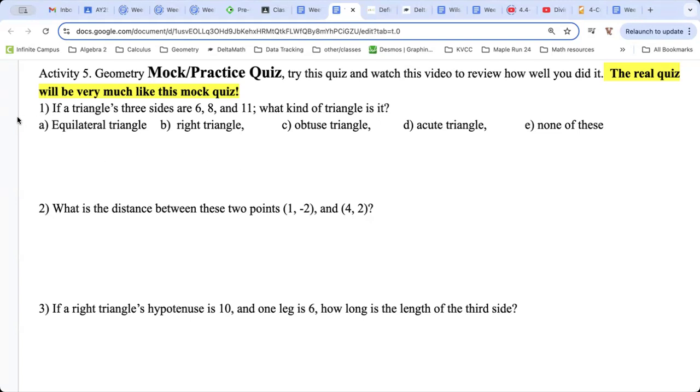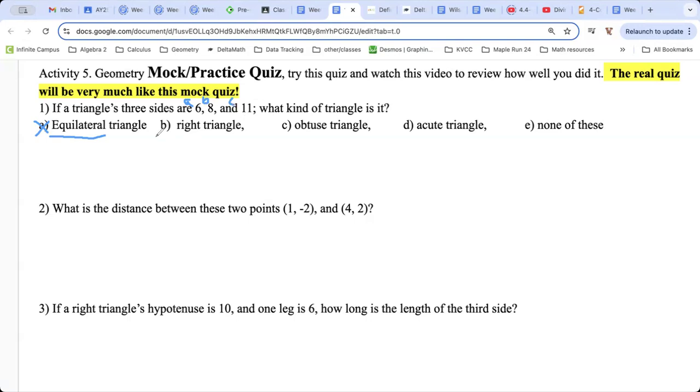Okay, let's go with this one. Obviously, we know it's not going to be an equilateral triangle. Equilateral means all three sides are the same. So this is 6, 8, and 11, so it can't be A. Maybe we want to label those. We label A being 6, B is 8, and C is 11.